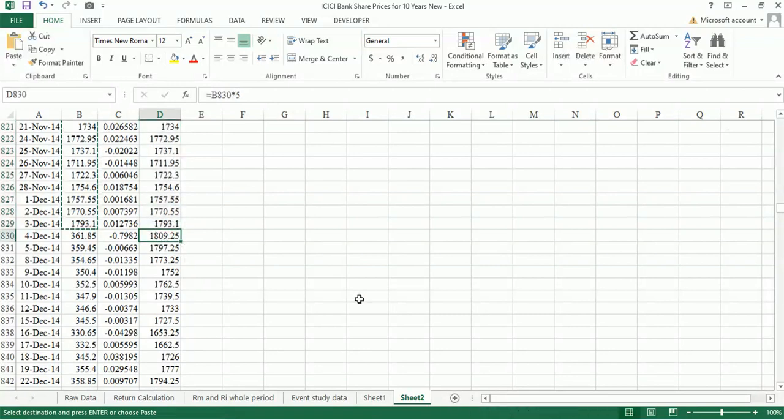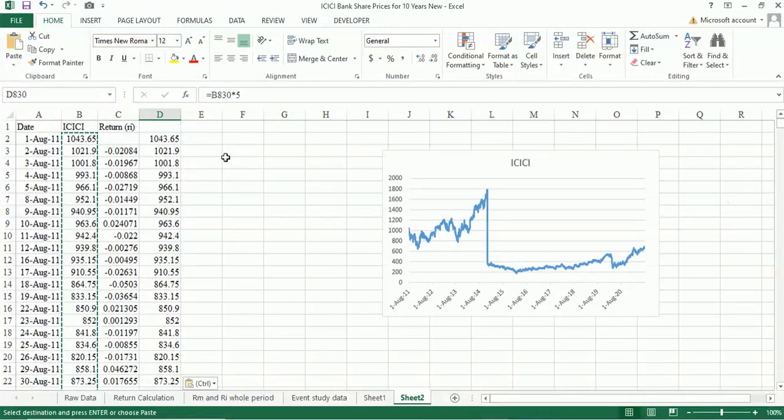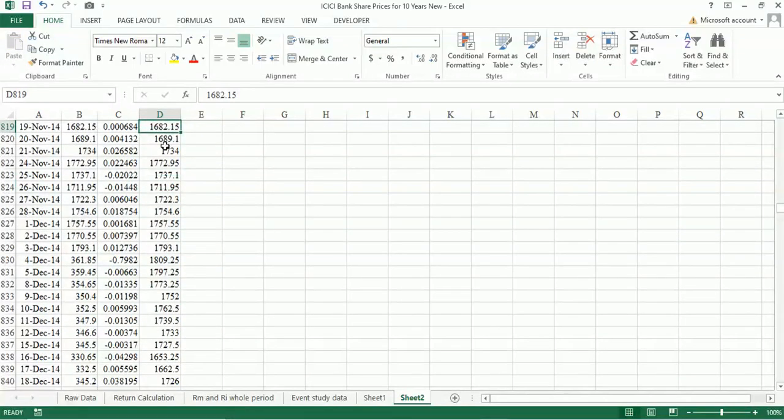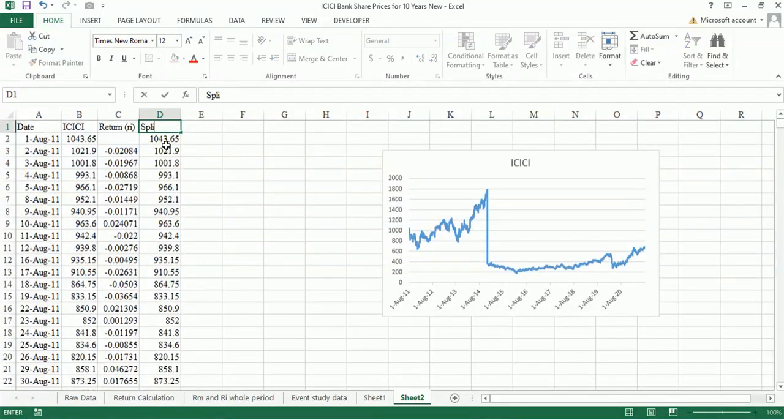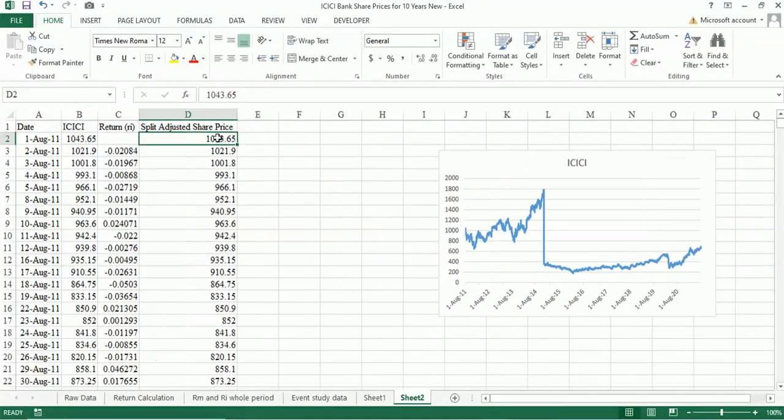From the ex-split date onwards, I will have the new calculated, or adjusted, share price. This is called a split adjusted share price. Let me rename this column split adjusted share price. Actually, the split adjusted share price will apply on and after the split date.